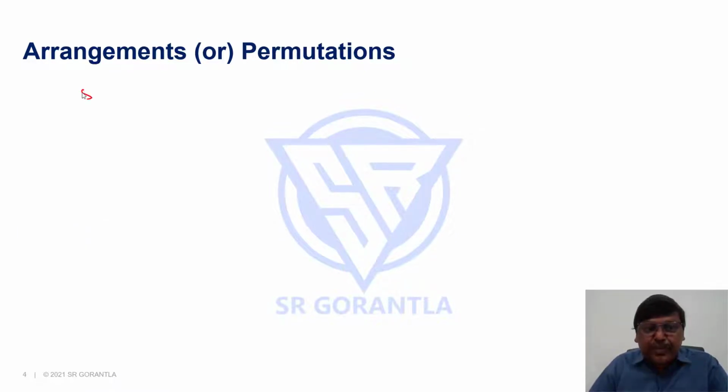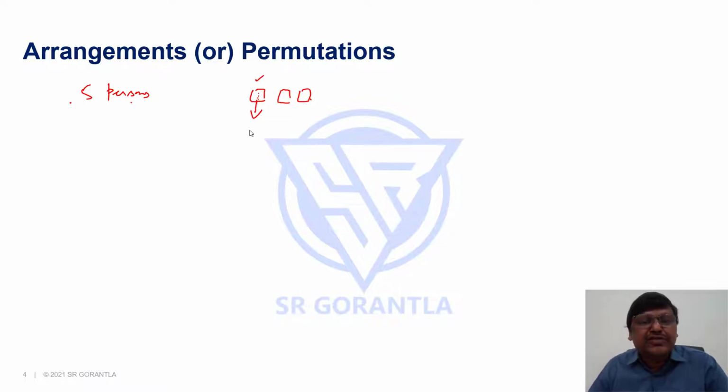Now students, I have 5 persons, but if there are only 3 positions, 3 chairs to be occupied, in how many ways can we arrange people in these 3 chairs? If you look at the first chair, there are 5 persons. Any of the 5 persons can be seated here. So we have 5 options. For the second chair, since one person is already sitting, any of the remaining 4 persons can be seated here. 4 options.